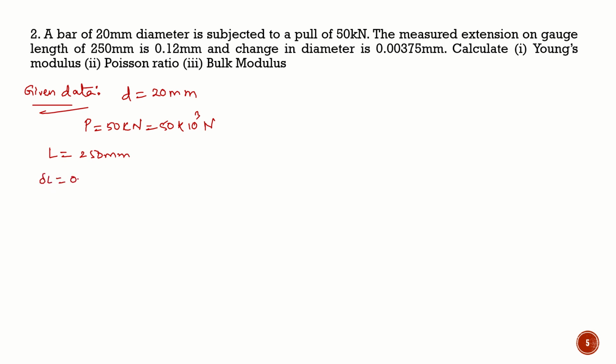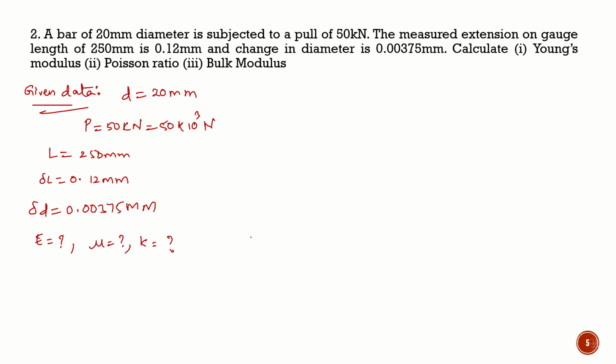Delta L, which is equal to 0.12 mm, and the change in diameter is given, which is delta D, equal to 0.00375 mm. He is asking us to calculate the values of Young's modulus, which is capital E, Poisson's ratio mu, and the K value. So we want the values of E, mu, and K. Let's see how we can solve this.